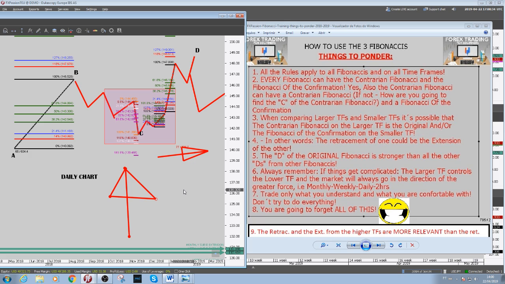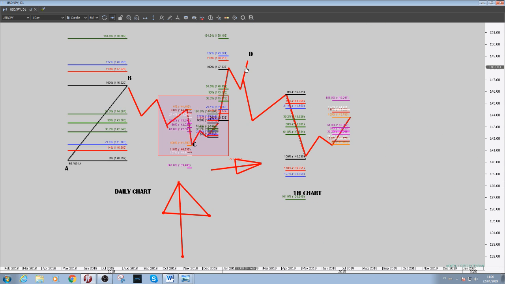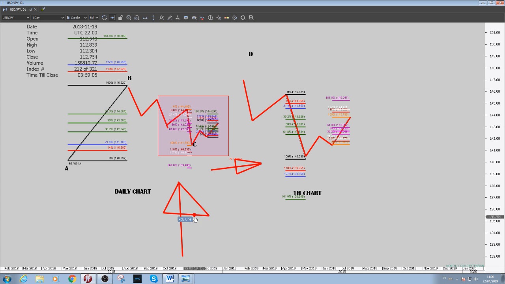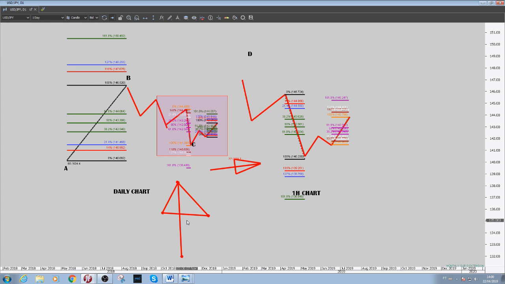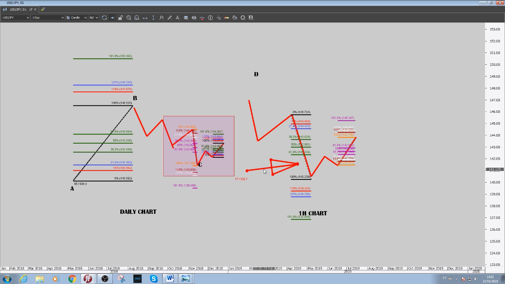Number 6, always remember, if things get complicated, the larger time frame controls the lower time frame, and the market will always go in the direction of the greater force. Monthly, weekly, daily, 2-hour chart. So if this is the example, we found a confirmation Fibonacci on the daily chart, and we go on the 1-hour chart, and we don't know what to trade, how to trade.